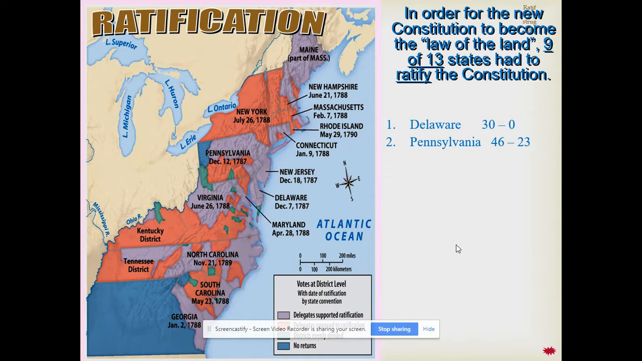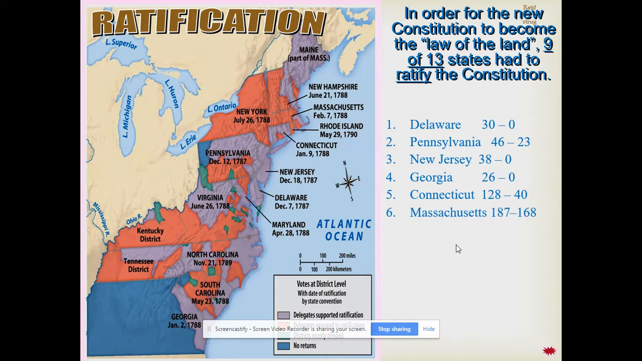Delaware voted 30-0 because the small states voted in favor of it because it gave them equal power in the Senate, and they were happy about it. Bigger states like Pennsylvania, New York, Virginia, and Massachusetts had a little different voting. New Jersey, unanimous, 38-0. Georgia, a small state at the time, 26-0. Connecticut, 128-40. Massachusetts, a much closer vote because it was a much larger state in terms of population.